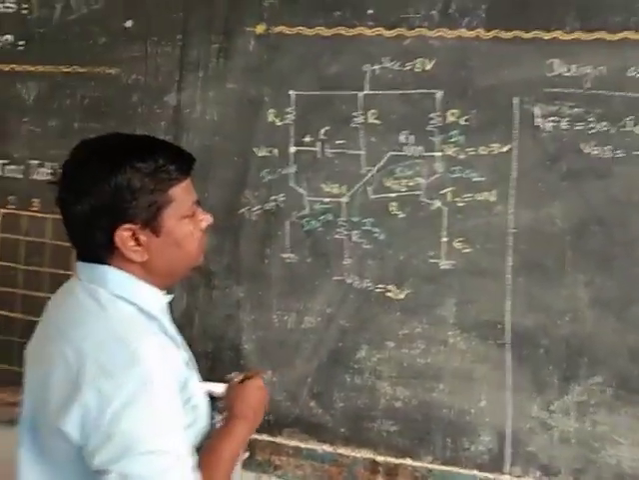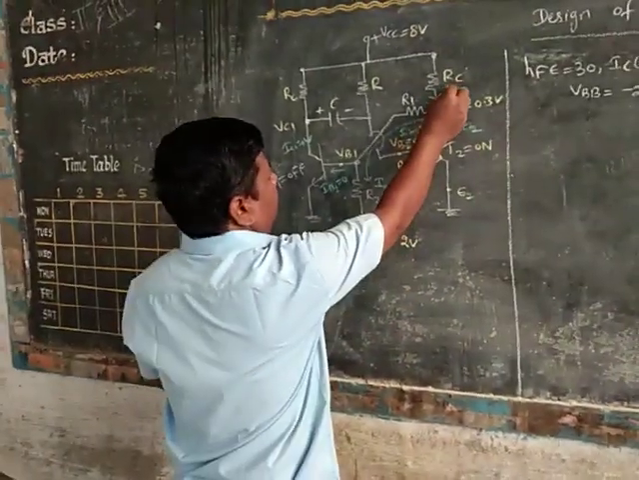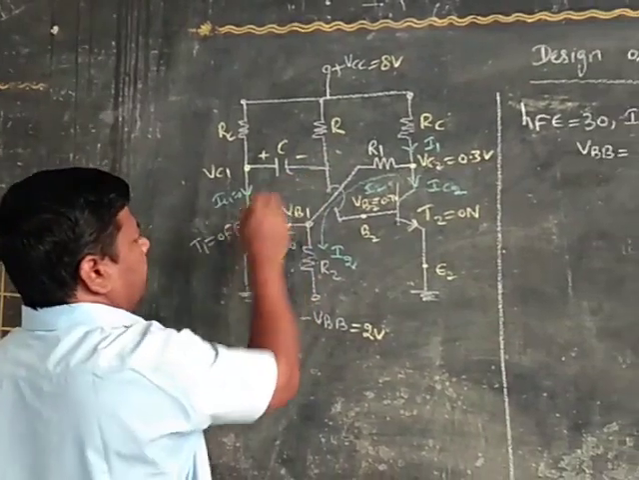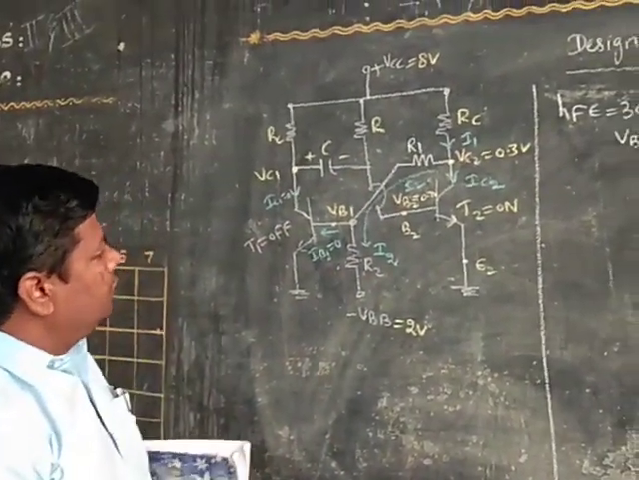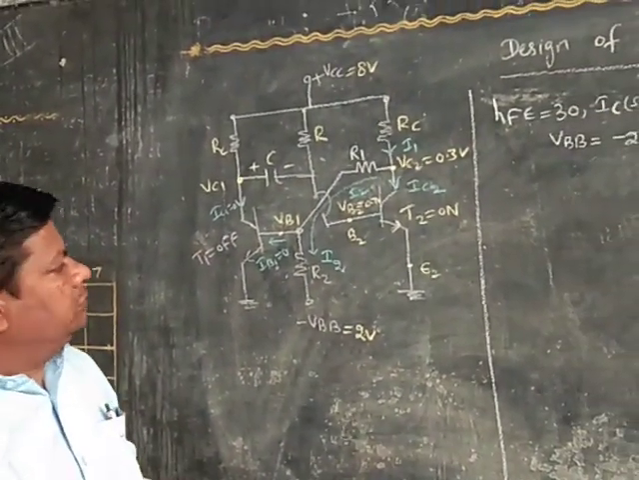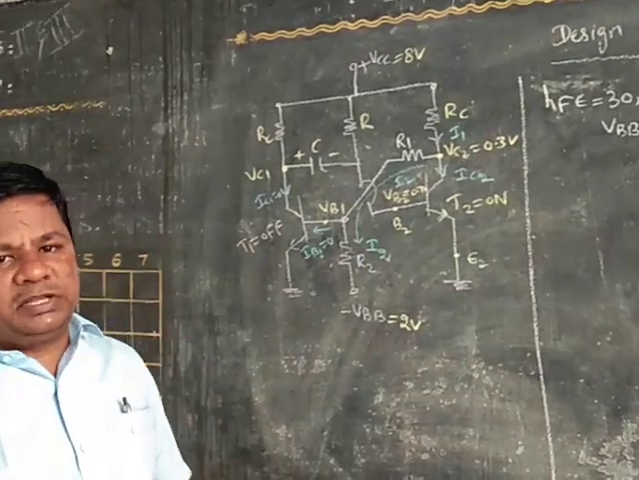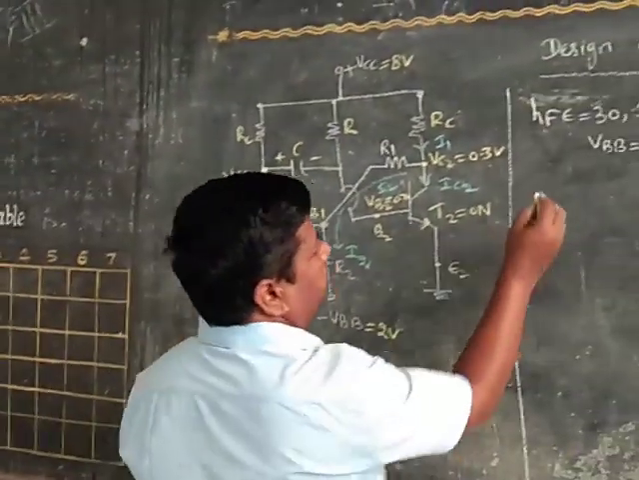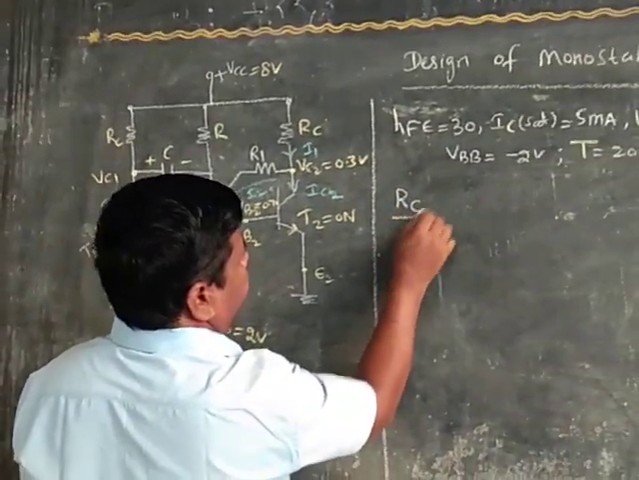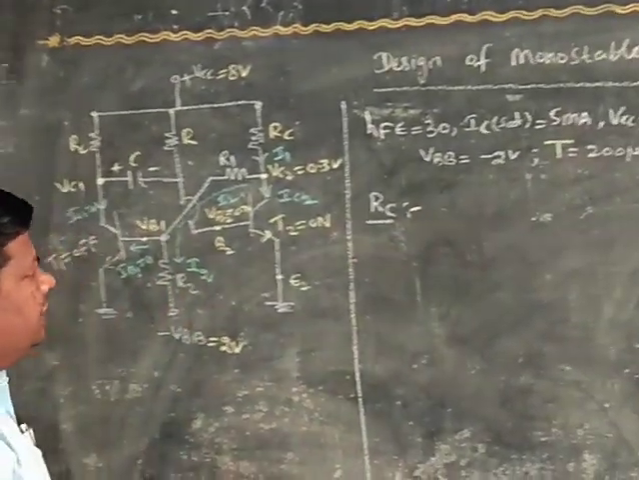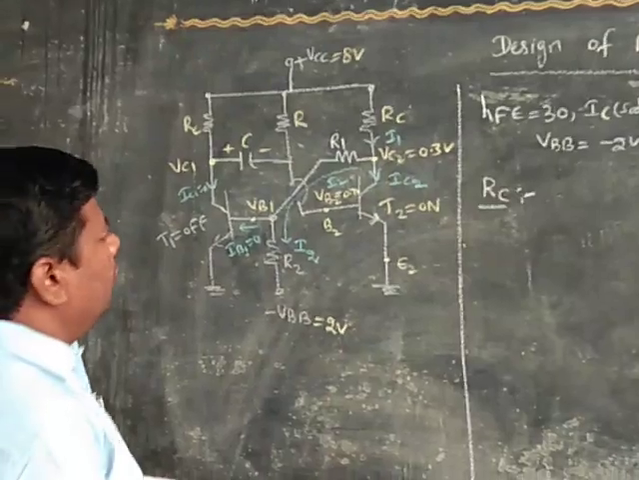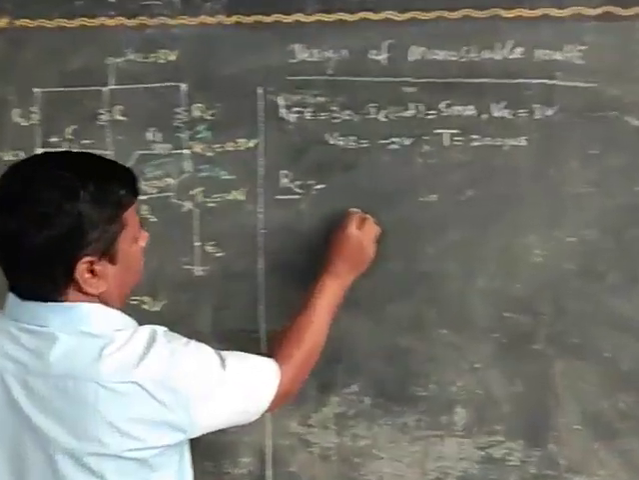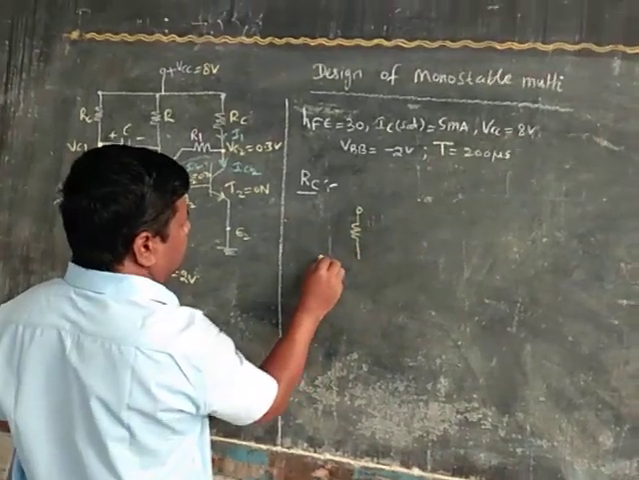Design means finding out the resistor values RC, R1, R2, resistor R and capacitor C. The procedure is almost the same as designing a bistable multivibrator. Here we first find the collector resistor RC. Consider this branch only, RC.